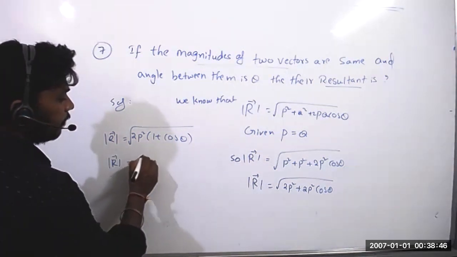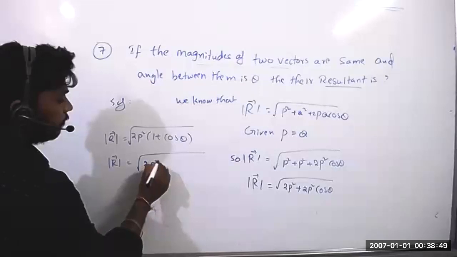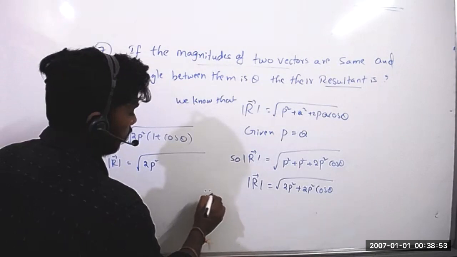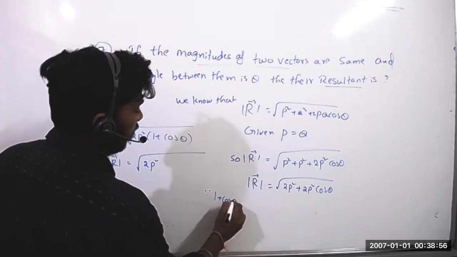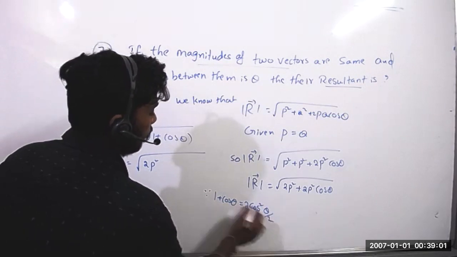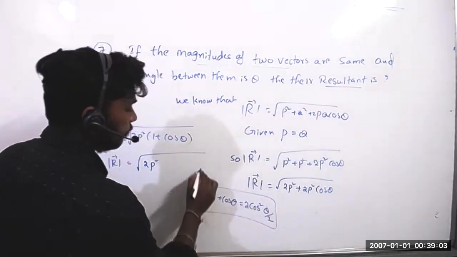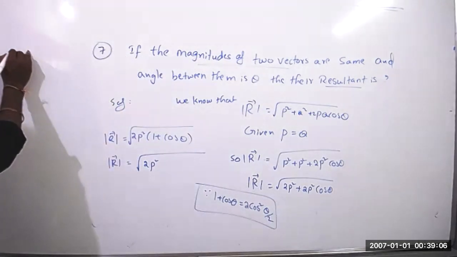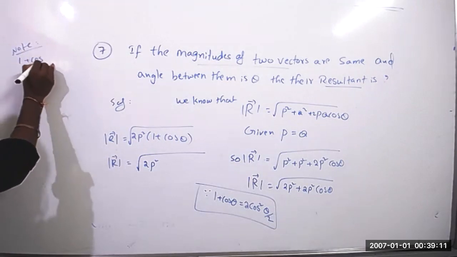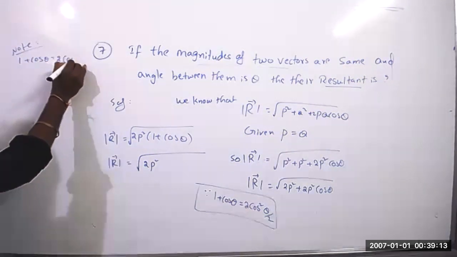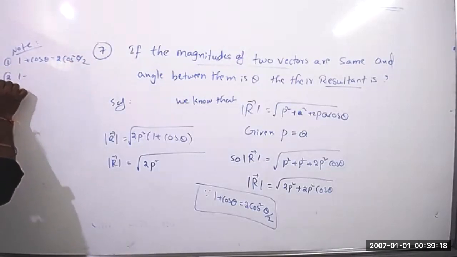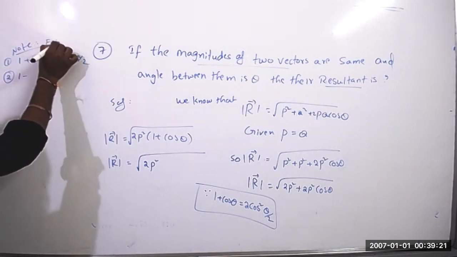Leave like that. Now see, 2P square, since 1 plus cos theta equal to 2 cos square theta by 2. You should remember this formula. Note: 1 plus cos theta equal to 2 cos square theta by 2. It is the first formula. Second formula, note formulas.